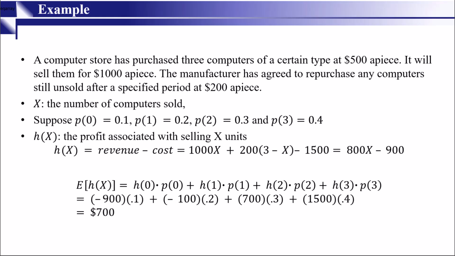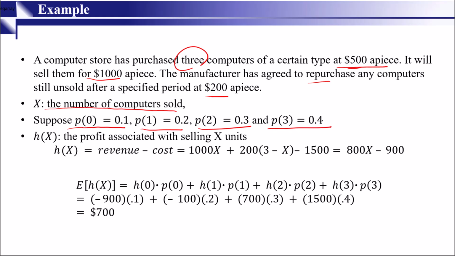Example here, a store buys 3 computers of a certain type at 500 a piece. It will sell them at 1,000 apiece. The manufacturer has agreed to purchase any of the computers still unsold after a specific period at 200 apiece. If X is the number of computers sold, then we want to go for profit. So we say, for example, P0 is 0.1, P1 is 0.2, P2 is 0.3, and P3 is 0.4.